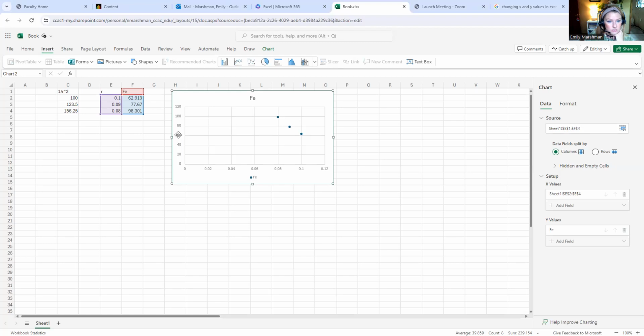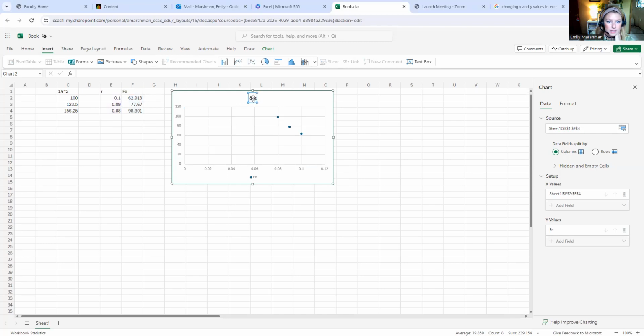And notice the force is on the y-axis, right? Because the value should be between 0 and 100, right? So that makes sense. And the distance between them is from 0 to like 0.12. So that's looking correct. Okay. You might have to say that the data fields are split up by columns if it doesn't do that automatically for you.